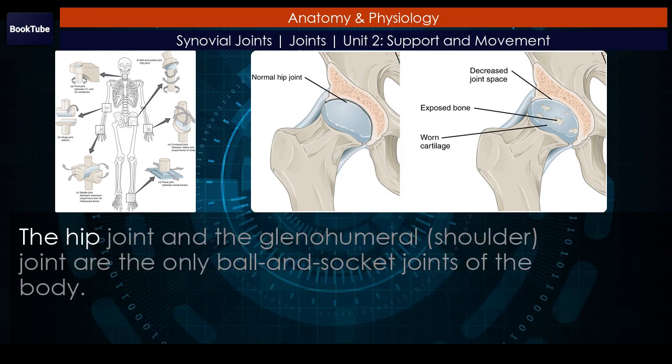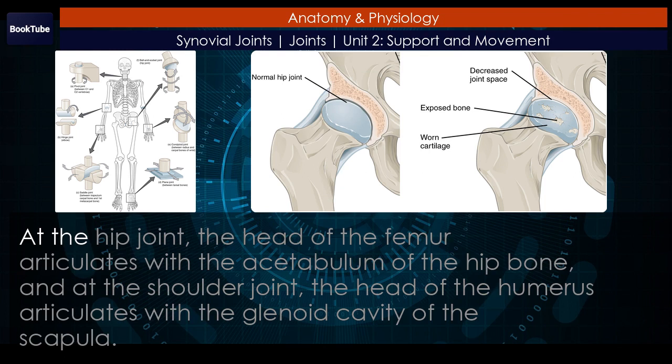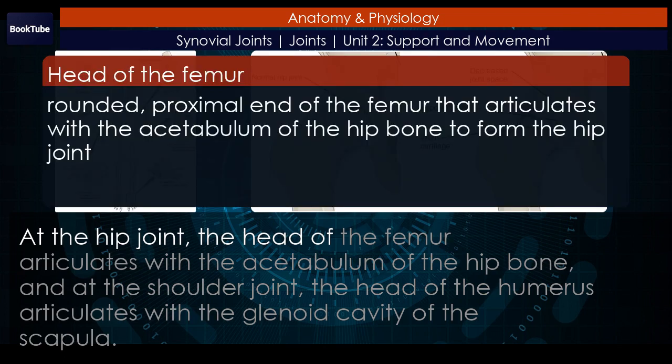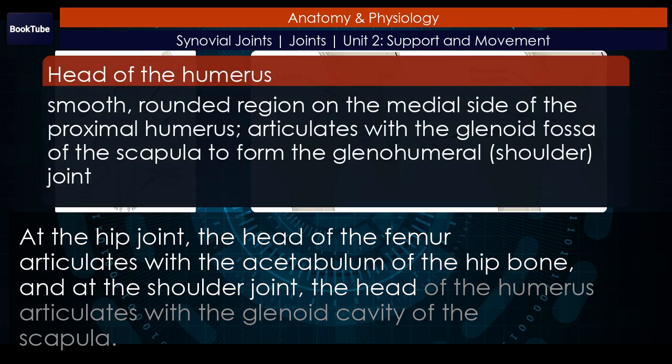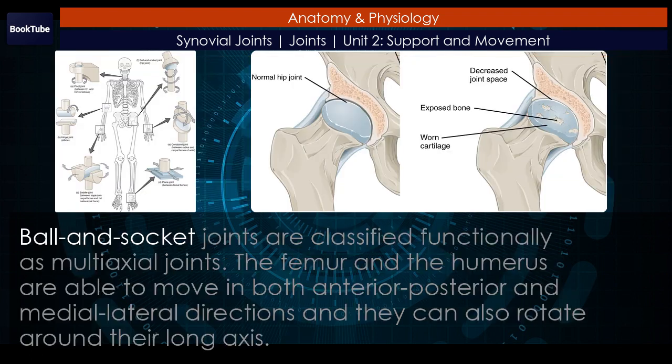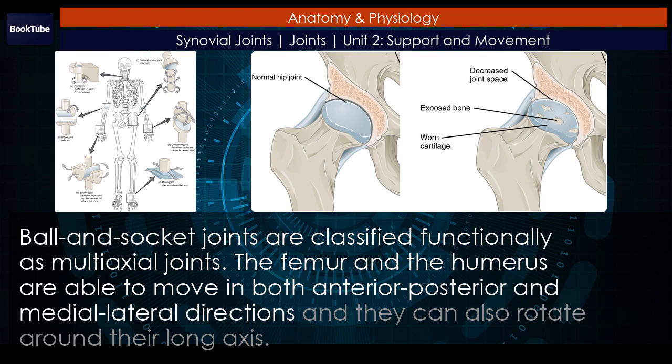The hip joint and the glenohumeral, or shoulder, joint are the only ball and socket joints of the body. At the hip joint, the head of the femur articulates with the acetabulum of the hip bone. And at the shoulder joint, the head of the humerus articulates with the glenoid cavity of the scapula. Ball and socket joints are classified functionally as multiaxial joints. The femur and the humerus are able to move in both anterior-posterior and medial-lateral directions.